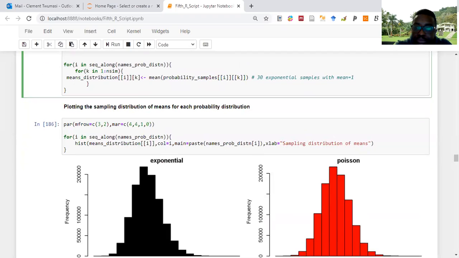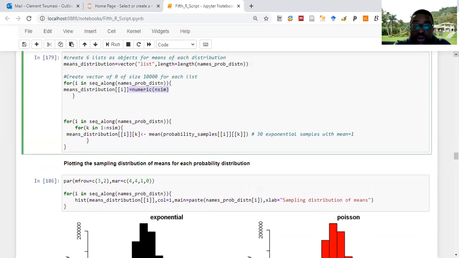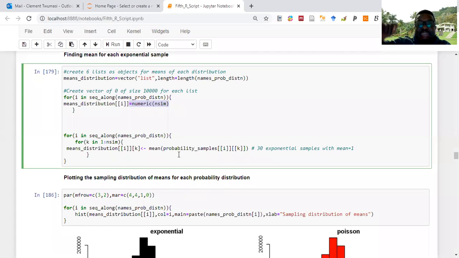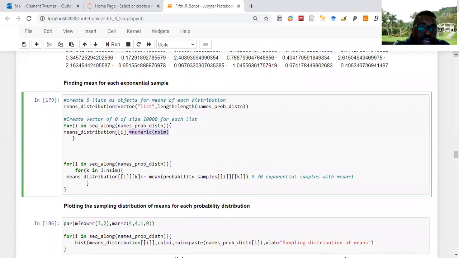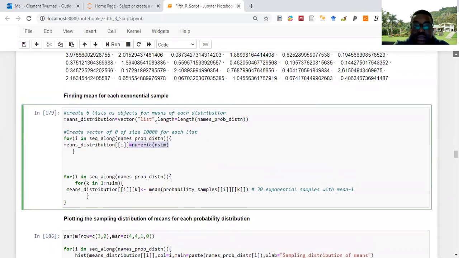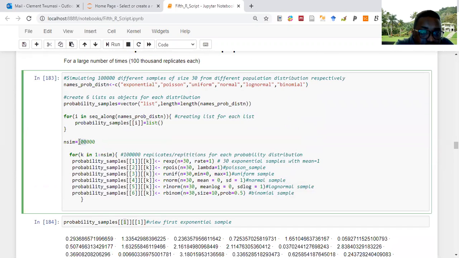Okay, so here I've now found all the means, meaning that I've found the 100,000 different means for each of the probability distributions. So now I'm coming to plot so that we will know whether the central limit theorem was true or not. But I told you that the central limit theorem, now I considered 100,000 different samples, right? If I increase this to 1 million, we will get better results. If I increase it to 10 million, you will get even better results, okay?